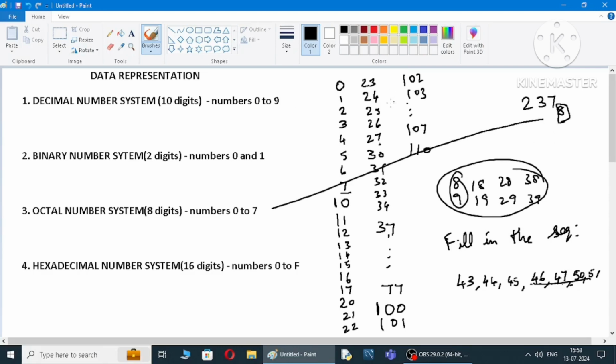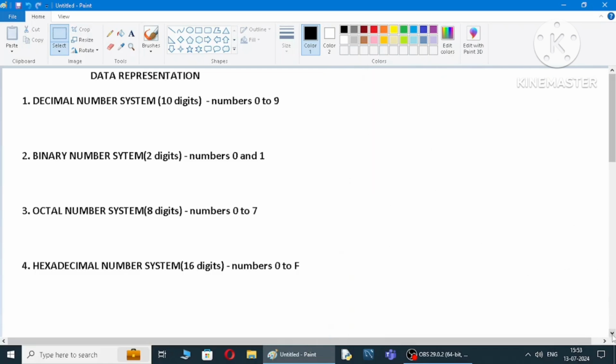Then comes the hexadecimal number system. The hexadecimal number system has 16 digits. Now, we know only 10 numbers, 0 to 9. We don't have 16 unique numbers. So for that purpose, we use alphabets also. So how do you write a sequence of numbers in the hexadecimal number system? 0, 1, 2, 3, 4, 5, 6, 7, 8, 9. After 9 comes A, B, C, D, E, F.